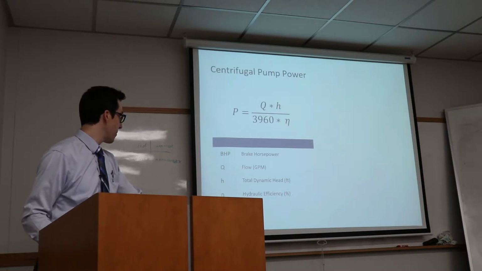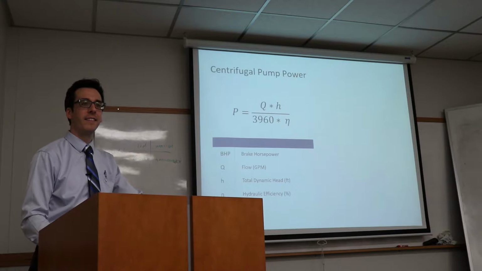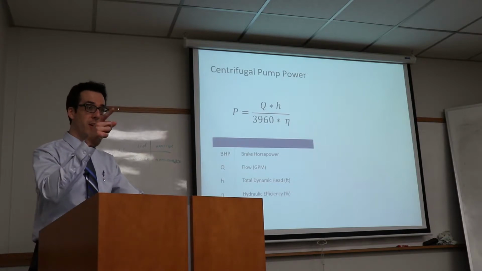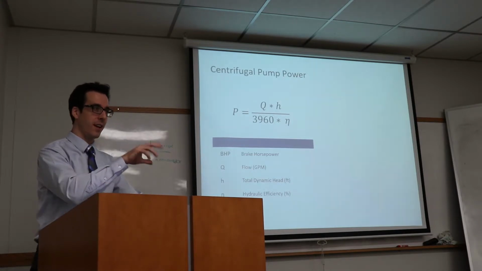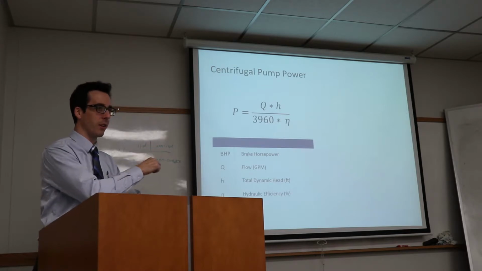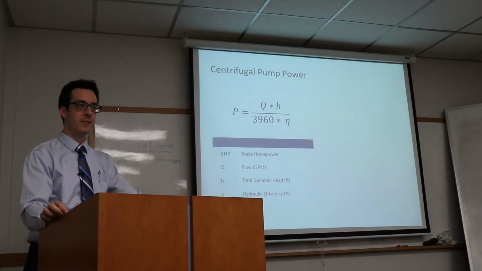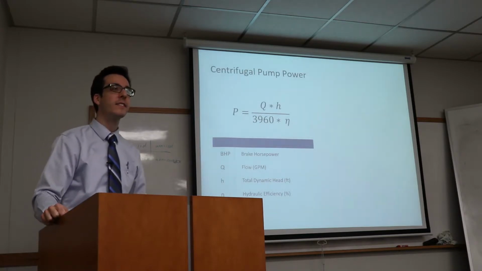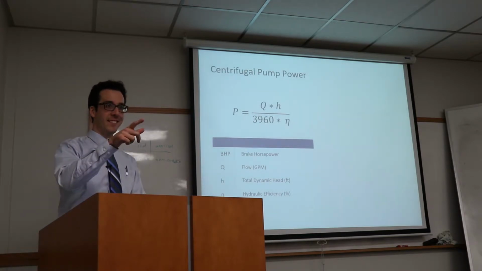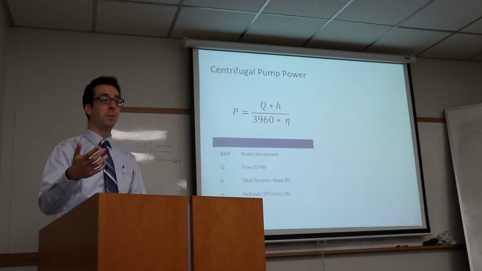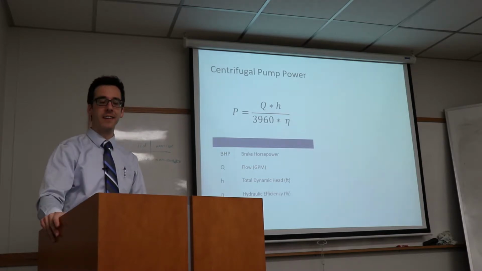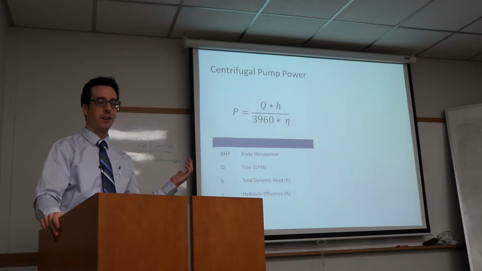3960 here represents what? Conversion. Yes, first of all, unit conversions, because this is empirical. We're using gallons per minute and feet as our units. What else is in there besides unit conversions? Gravity. Yes, you're getting there. It's fluid properties. Density, right? So this is specific to water. If we were pumping a different fluid, it would have a different denominator.